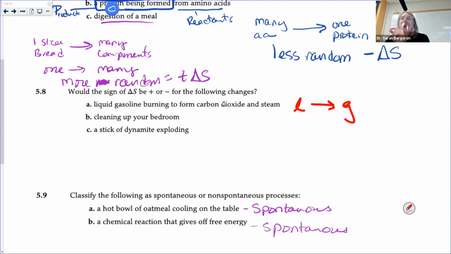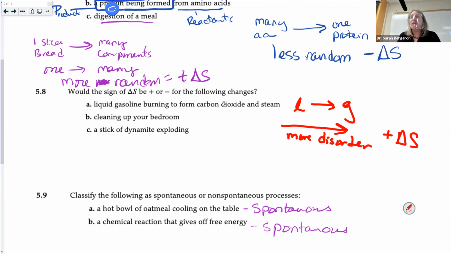How big is carbon dioxide? CO2. How big is steam? H2O. They're really small molecules. So you go from really big molecules that are close together in the liquid form to really small molecules that are in the gaseous form and all over the place, right? So what happened to disorder? Oh my goodness, going this way, you got more disorder, right? So what do we say for delta S? Positive, you got more disordered. So this is A.